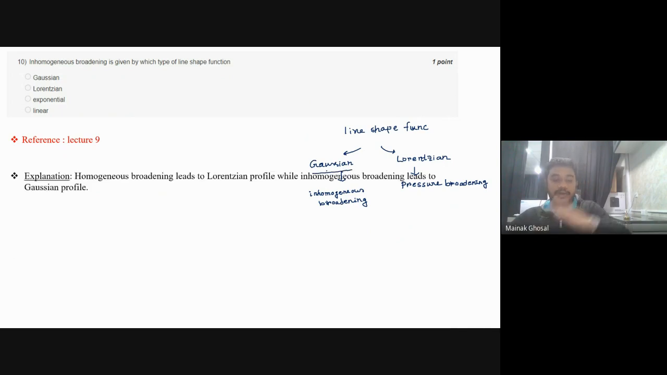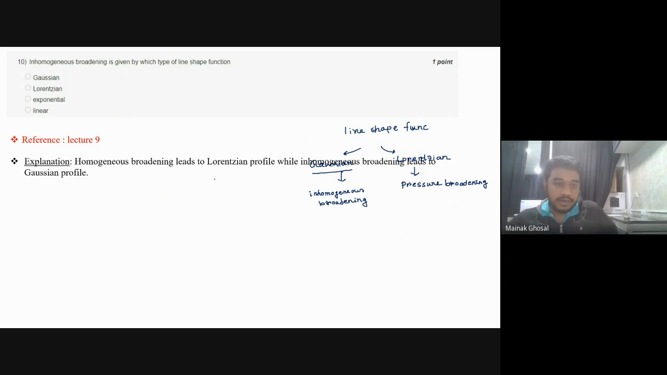So whatever I have told, homogeneous broadening actually leads to what kind of profile? Lorentzian profile, right? But if you have inhomogeneous broadening, it leads to a Gaussian profile. So what will be the correct answer? The first one, Gaussian, exactly.